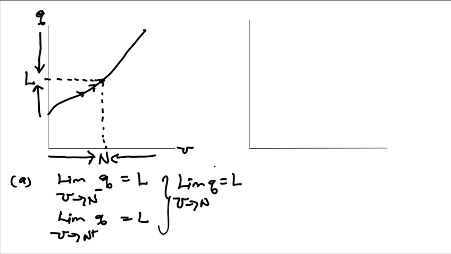Then that means for this curve, the first one, the smooth curve, the limit of Q as V approaches N exists, that is L. Alright, what if we have another curve, and in this curve we have Q also on the vertical axis, we have V also on the horizontal axis, and the curve looks like this, for instance. Okay, and at this point, let's say this is the N value and this is the L value.